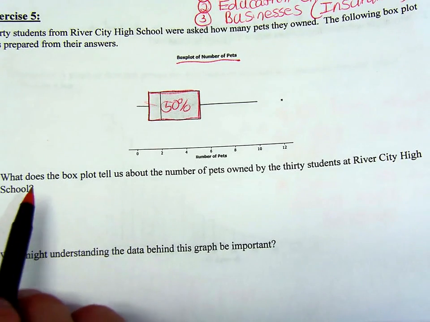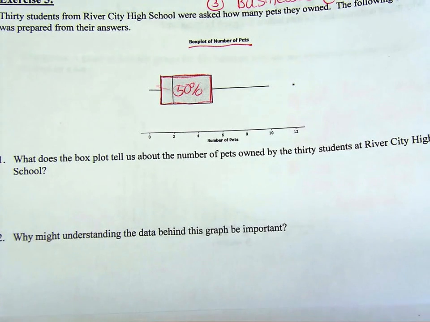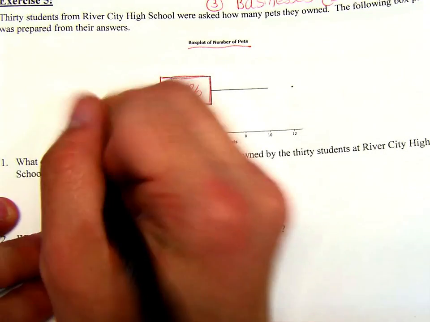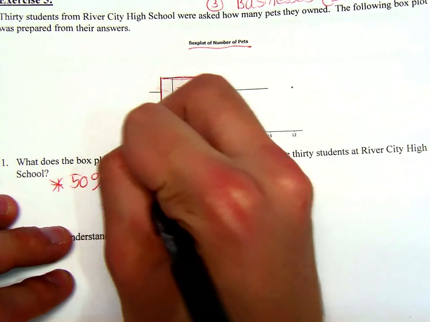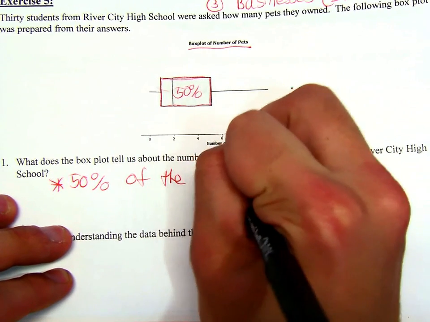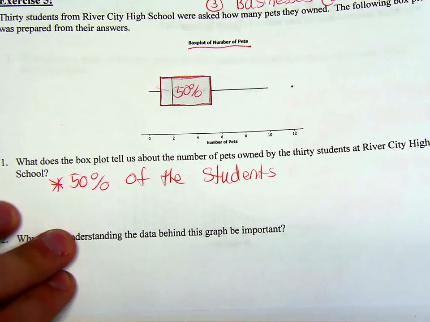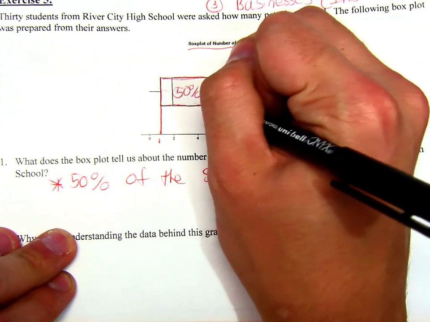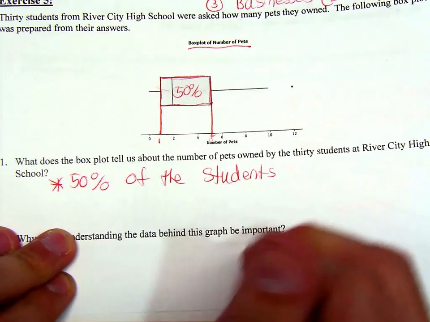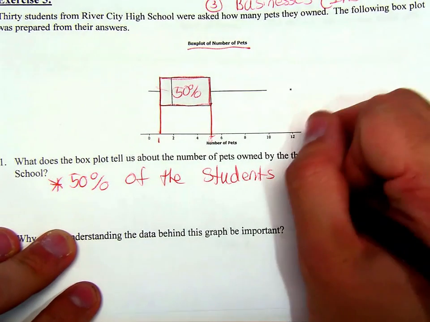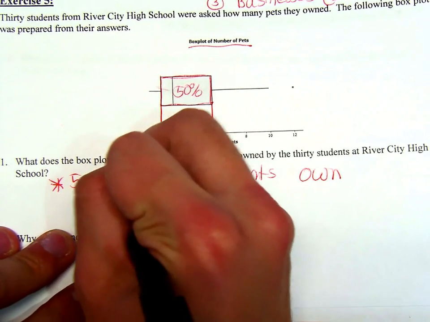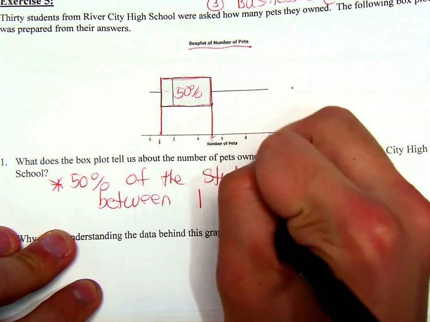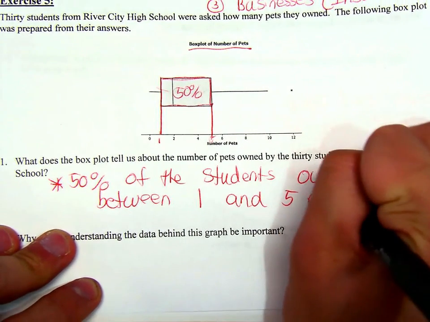This says, what does this box plot tell us about the number of pets owned by 30 students at River City High School? Well, that could tell us that 50% of the students have between, if we go down to our lowest point, this would be about 1, and this would be about 5. So 50% of the students own between 1 and 5 pets. Okay.